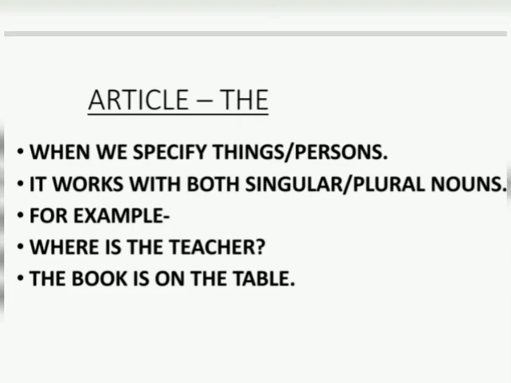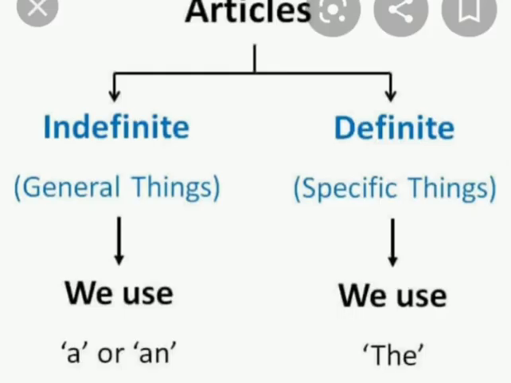Now let us have a look at the types of articles. There are two types of articles: indefinite articles and definite article. Indefinite articles refer to non-specific nouns. You might say, I need a pen, or I want an orange. In both cases, you aren't referring to a specific pen or orange. It means you can accept any pen or orange.